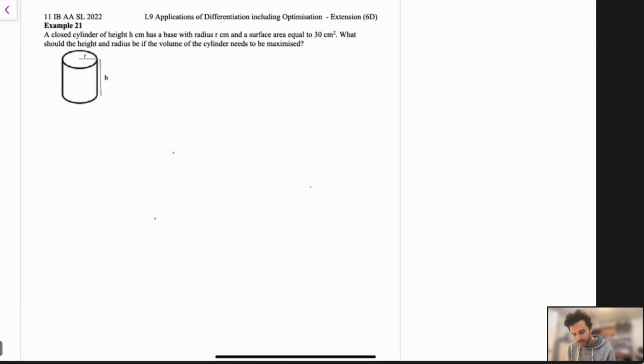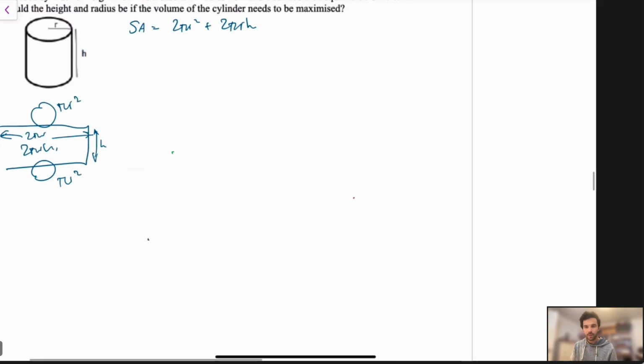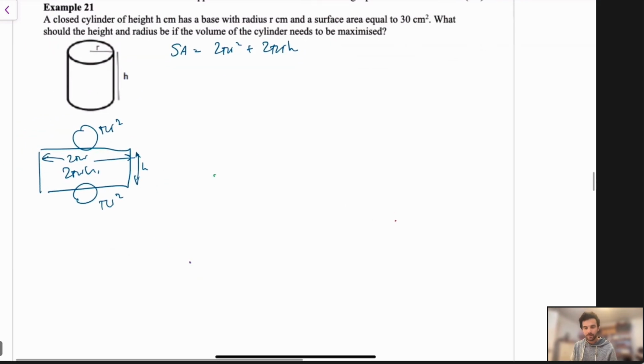You may remember unfurling the net of a cylinder in year 10. You got two circles, and then this was h, and this was 2 pi r between here and here. So therefore that's 2 pi rh. So surface area is equal to 2 pi r squared plus 2 pi rh. Next step is we've got to sub in. We know that the surface area is 30. So there we go. And let's call that equation 1.